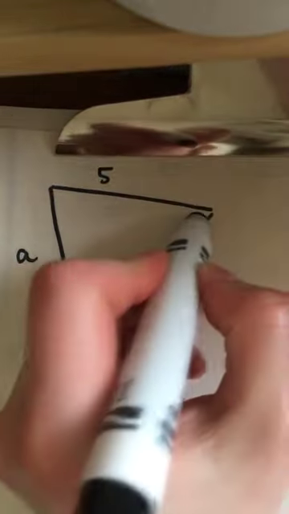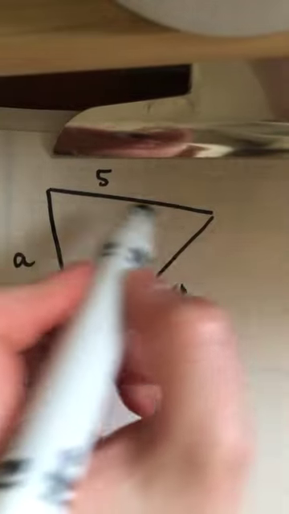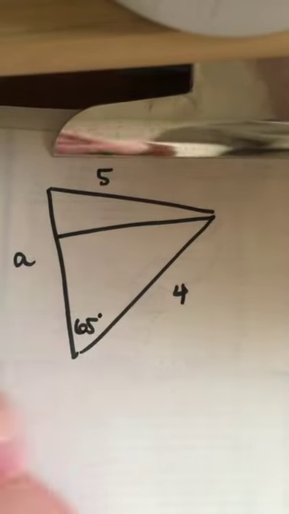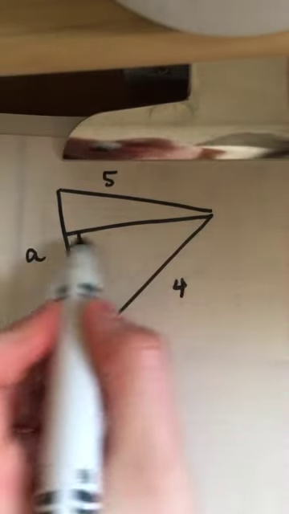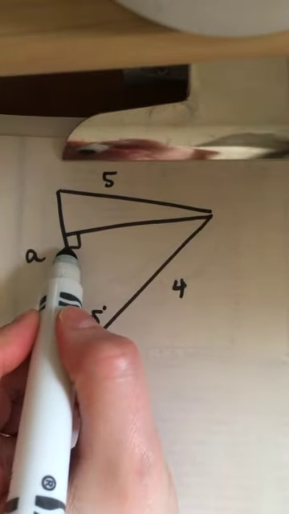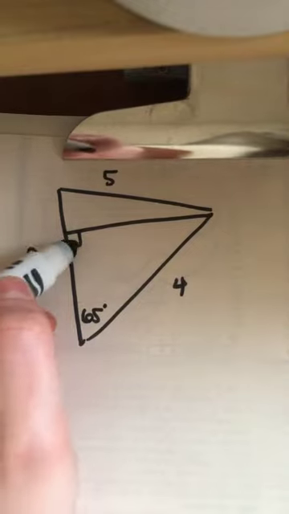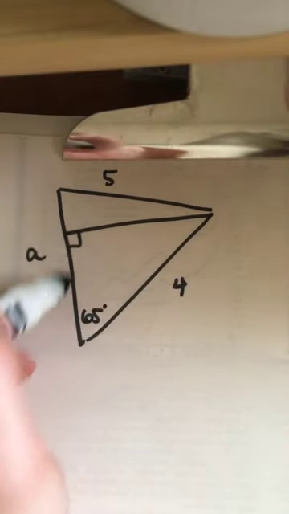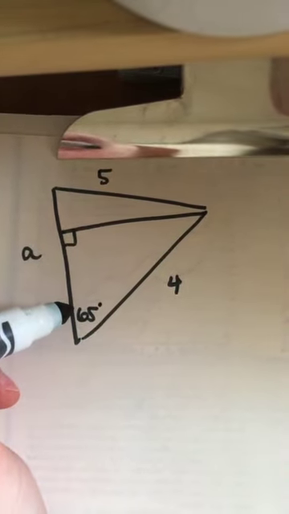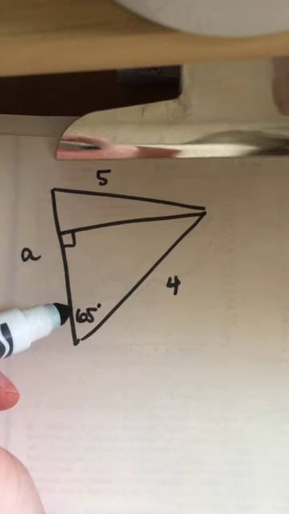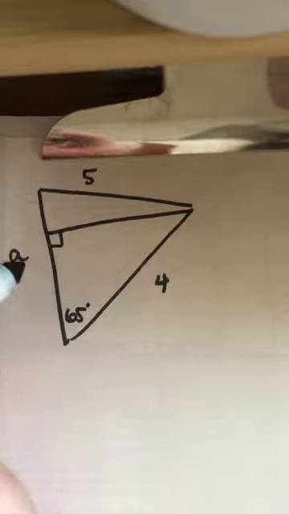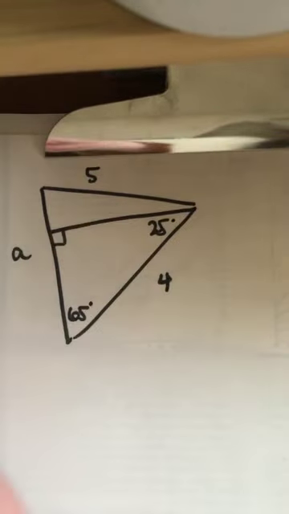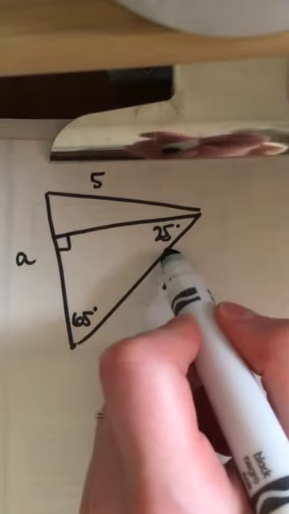Since I want to find this angle, I'm going to drop an altitude down. An altitude means it's coming from this vertex and making a right angle with the opposite side. So in this new triangle, I have 90 and 65, and I need to find the mysterious third angle. 180 minus 90 minus 65 gives me 25. So I know this part is 25.